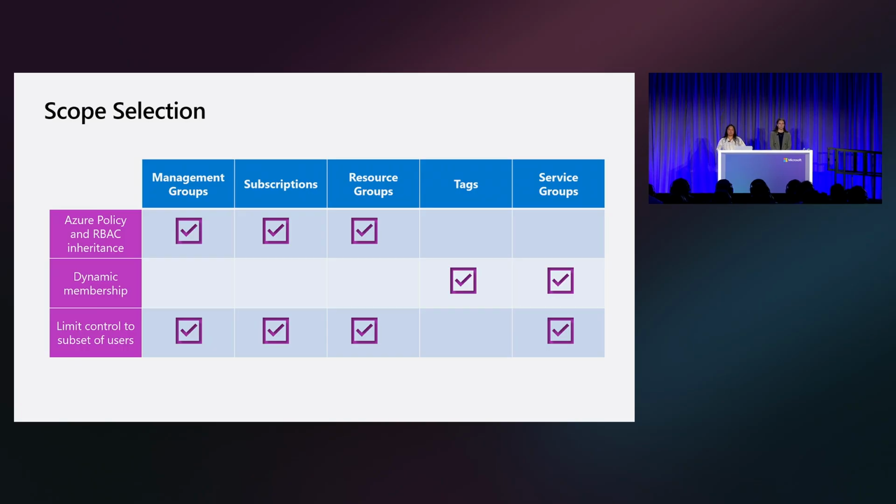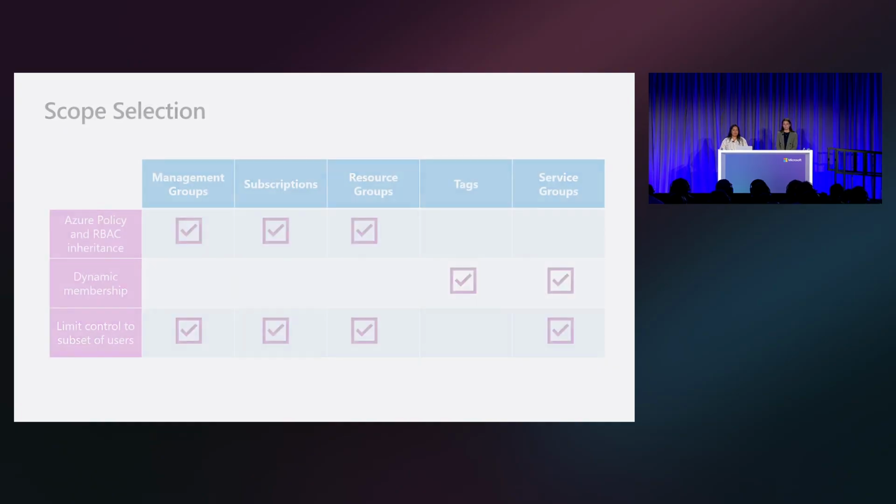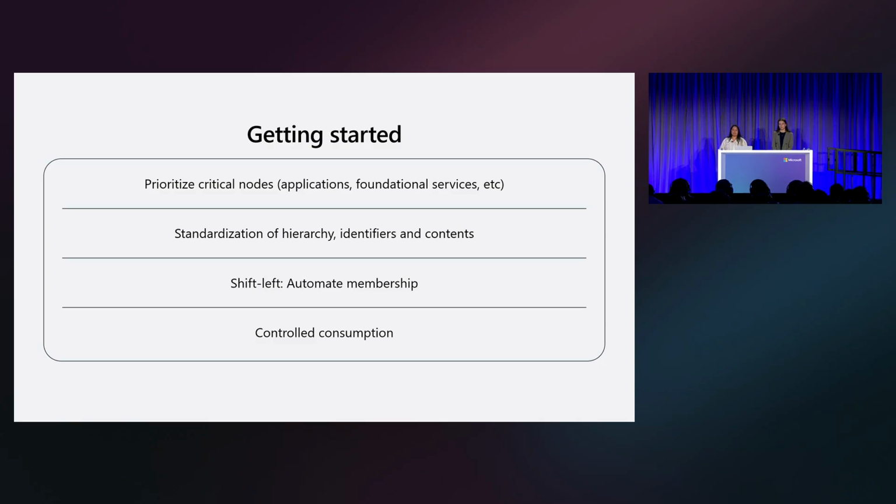Service groups have an RBAC mechanism, so you can only remove membership to the service group unless you have access to that service group. It helps you do that dynamicness while also limiting control to the subset of users. Cool. With that, we'll talk a little bit about how we recommend getting started.